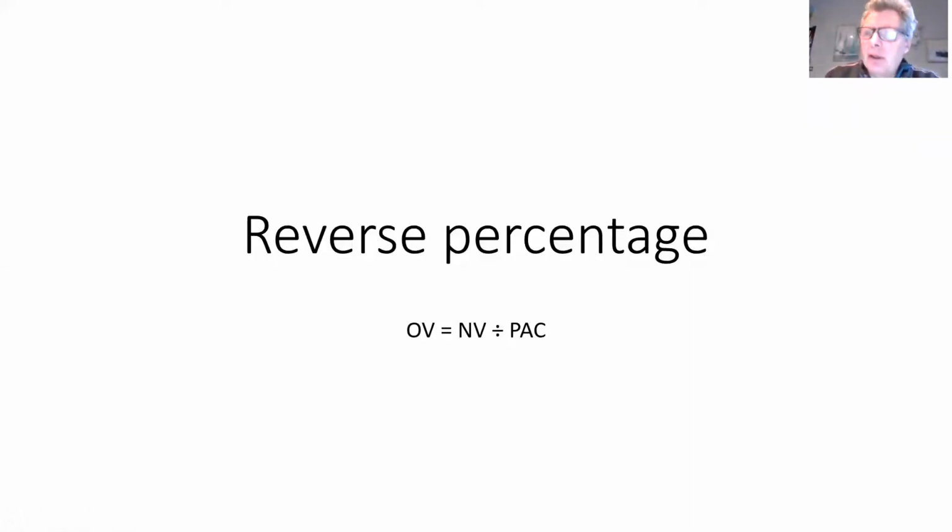Welcome to the third lesson on percentage change, where we're going to look at reverse percentage, where typically we've got the price of something in a sale, we know it went down 20%, now costs £80. What did it cost previous to the sale? We're going to use this relationship. The old value is our new value divided by the PAC. And remember, PAC is 100% plus or minus the change.